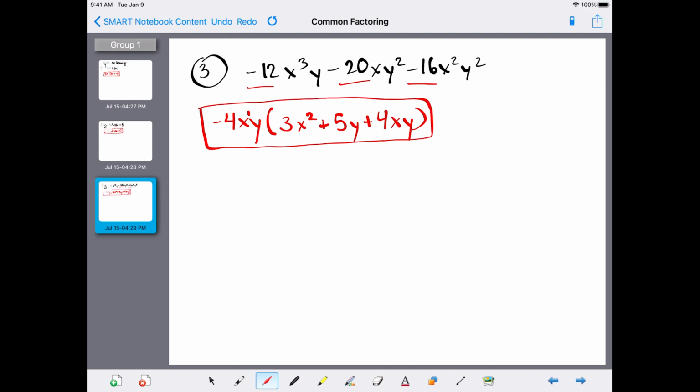So again, let's just double check. Let's multiply through. Negative 4xy times 3x squared is negative 12x cubed y. And negative 4xy multiplied by 5y is negative 20xy squared. And negative 4xy multiplied by 4xy is going to be negative 16x squared y squared. So it all checks out, and we are finished.